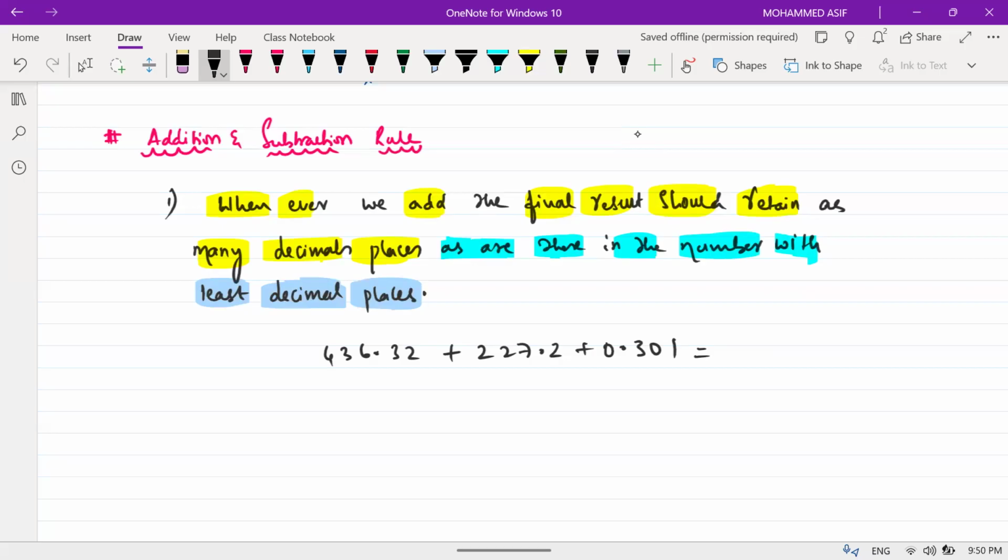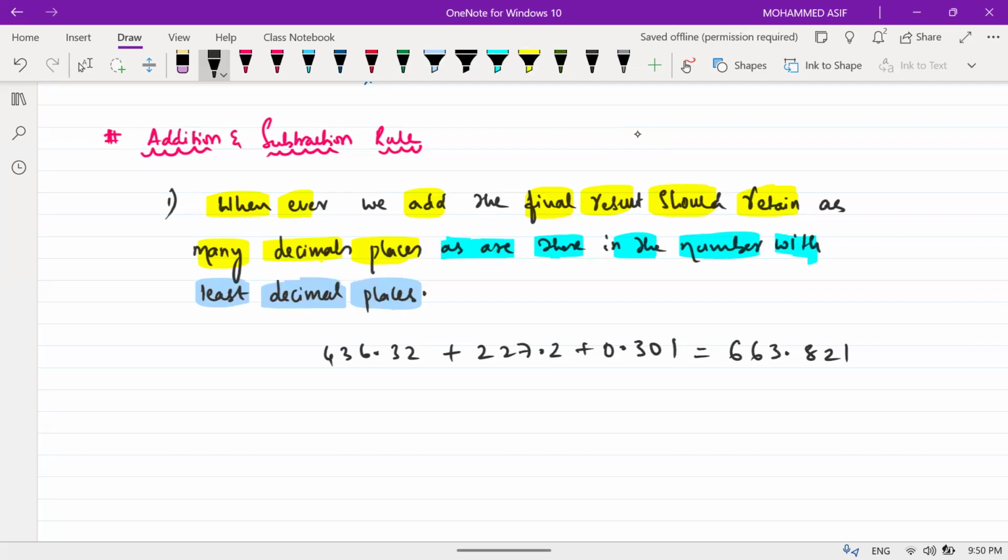463.32 plus 227.2 plus 0.301. How much am I getting? कितना आ रहा बेटा? 663.821. 660. 3.821. 821.